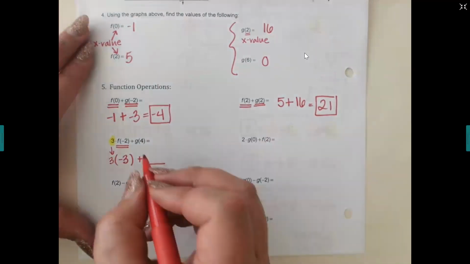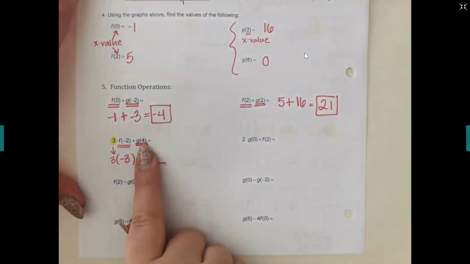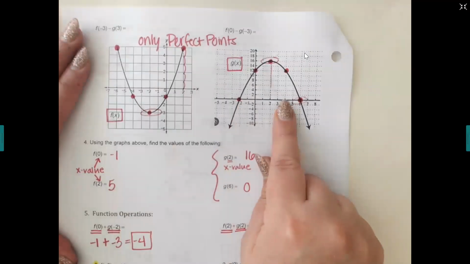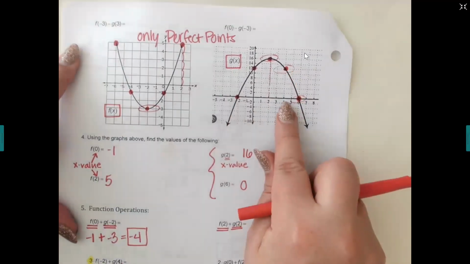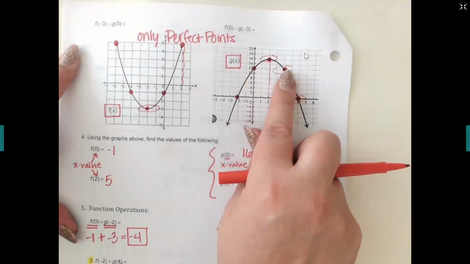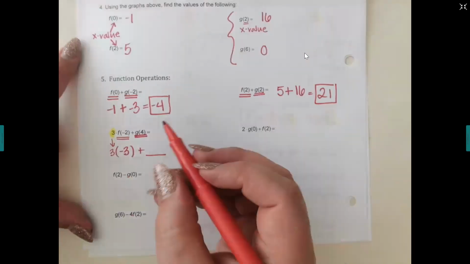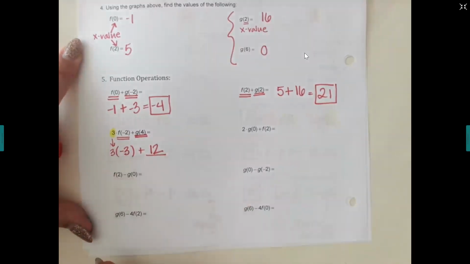And then for g of 4, I'm using the second graph. I would count out to 4 and then give how high or how low it is. So if I go to g of 4, let's look at our graph. You're going to 4 here, and then how many up? If I go to 4 and I trace across, what y value is that? That would be 12. And then from here, you're gonna put it in the calculator.